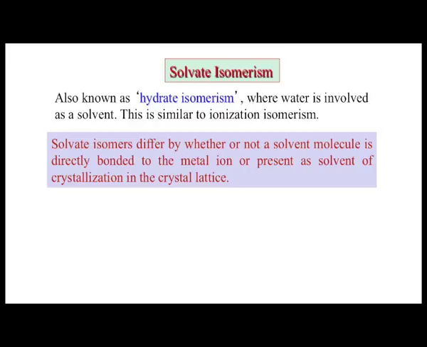So, if it is directly bonded to the metal ion, we get one composition for the isomer, and if it is outside the coordination sphere and remains as the solvate for that particular complex, or solvent of crystallization within the crystal lattice, because when we separate it out from the reaction medium, we sometimes get single crystals. The crystals we get have some lattice, and the lattice is trapping some solvent molecules.